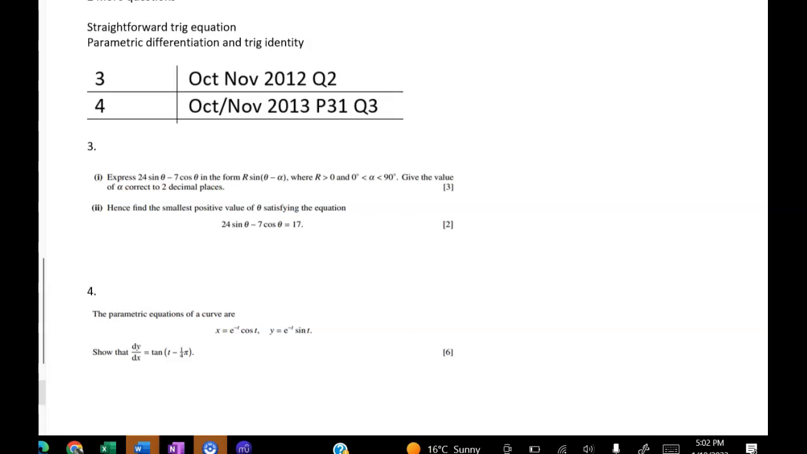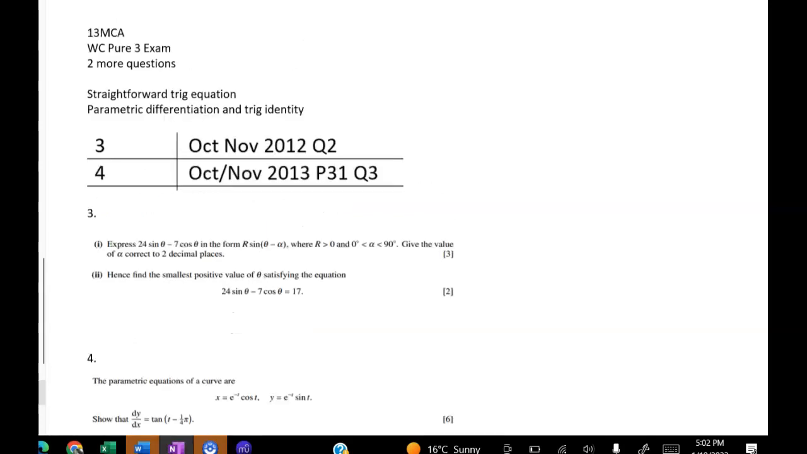Kia ora. Here are two more questions from this year's School Pure 3 exam. This is question 3 and question 4. The first one, question 3, is not one that you'd ever find in an NCEA level 3 calculus paper because it's content that we need for A level, but we don't need it for level 3.